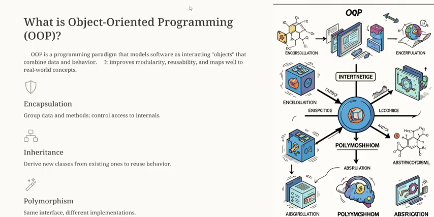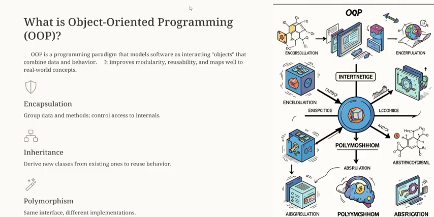In large software projects, there are many different components. For example, an online shopping application may have customer, product, order, payment. Using OOP, each entity can be represented as a separate class. For example, customer class, product class, order class. This makes the program easier to understand.